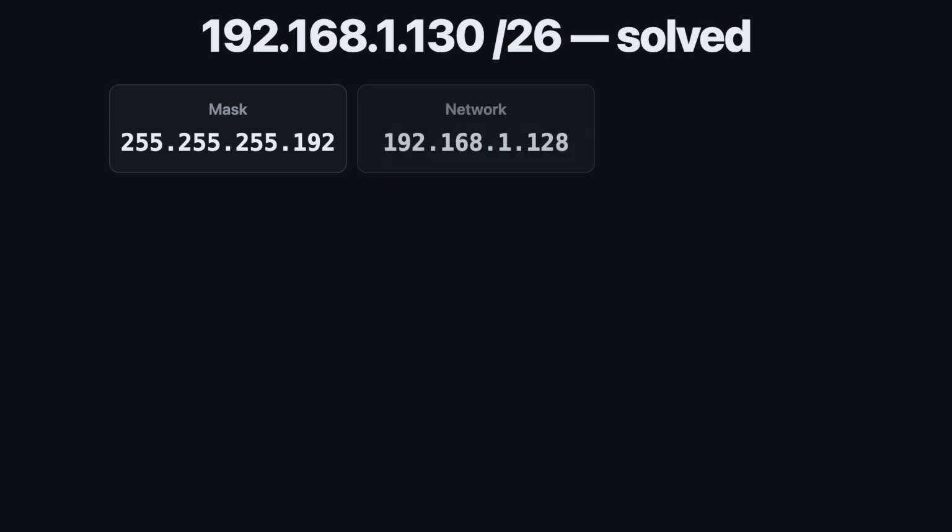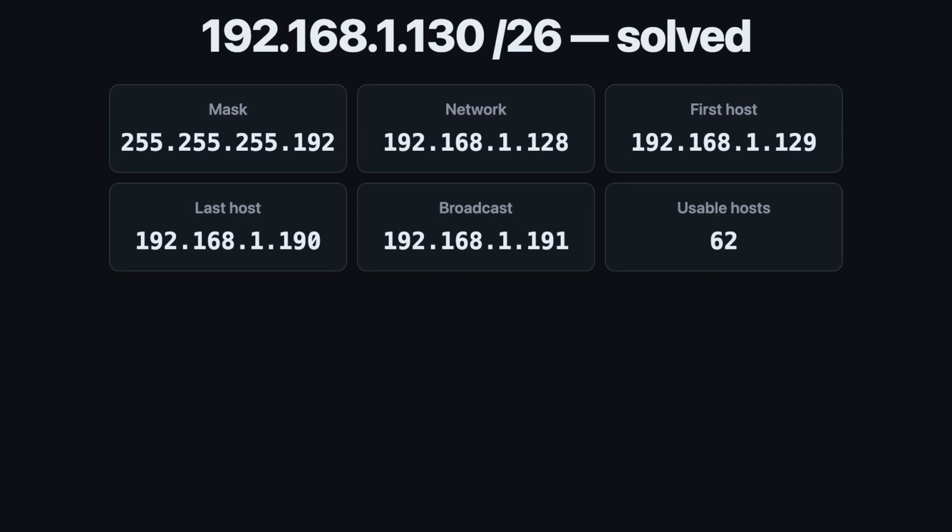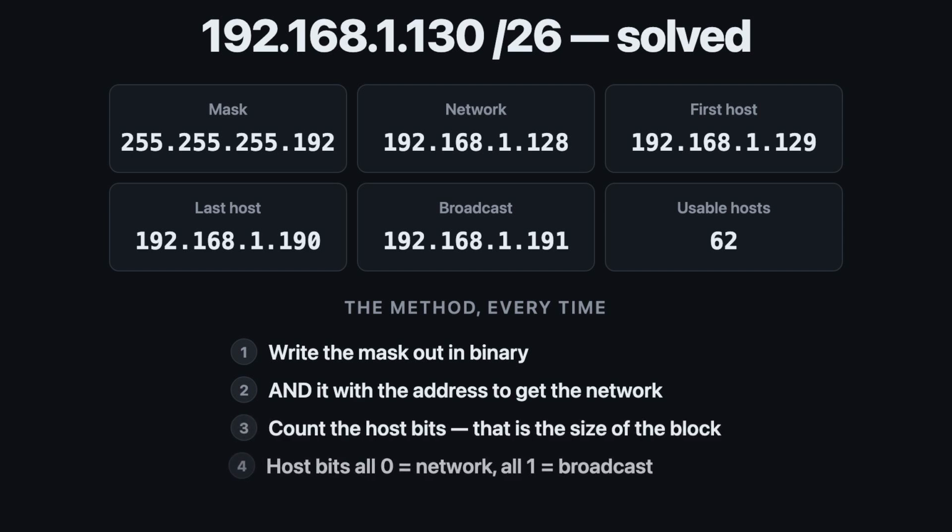And that's the whole thing. The mask is 255.255.255.192. The network is .128. The first host is .129. The last host is .190. The broadcast is .191, and there are 62 usable addresses. 4 steps every single time. Write the mask in binary, AND it with the address. Count the host bits, and remember, all zeros is the network, all ones is the broadcast. Now pause here and try one yourself. 10.0.5.77/28. Good luck.